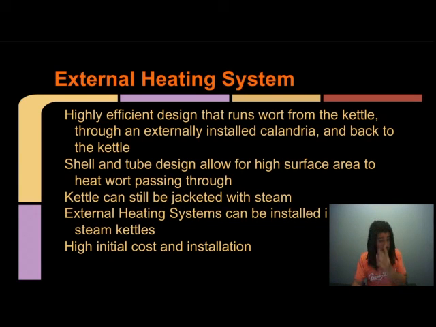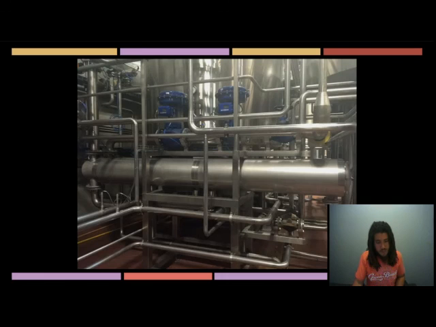But same kind of concept. You take the wort, you move it from your kettle, you run it through an external heating device. It's a big tube, steam's all around it. The wort goes through it, comes out boiling, and is pumped back to the boil kettle. Here's a picture of an external heating system. This is at Coppertail Brewing Company over in Tampa. So they have an external calandria on their system.